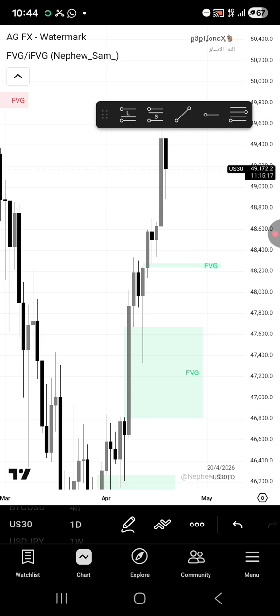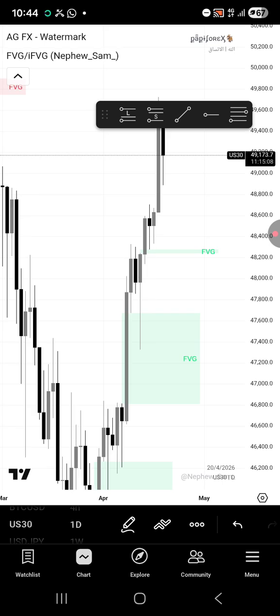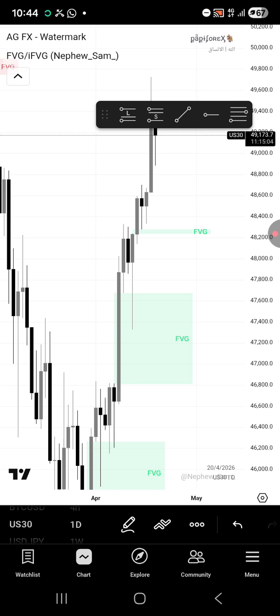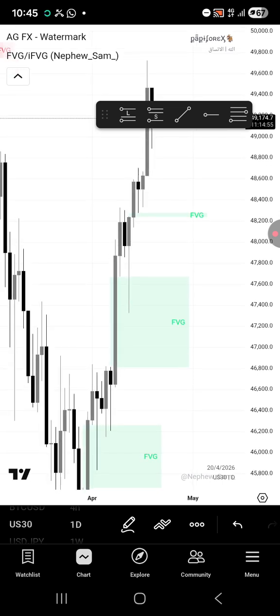An invalidated fair value gap here, whereby the expansion candle has no wicks at all. That kind of fair value gap is an invalid fair value gap. And if the second candle's wick has already reached 50% of the third candle, that is also not a fair value gap.